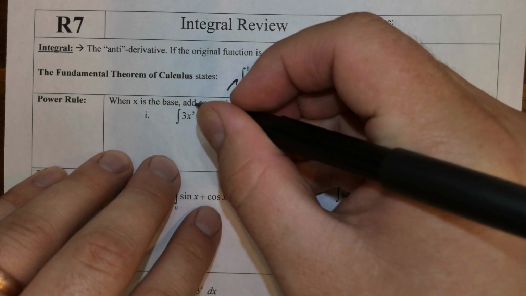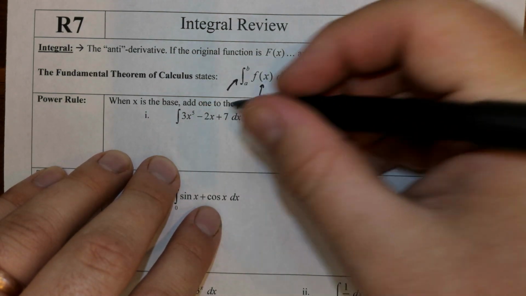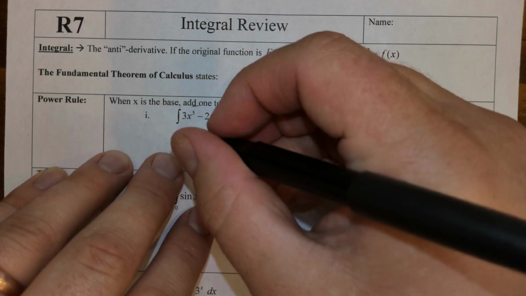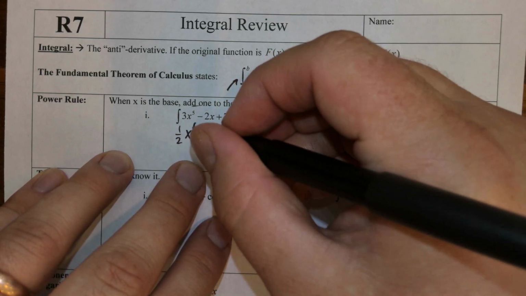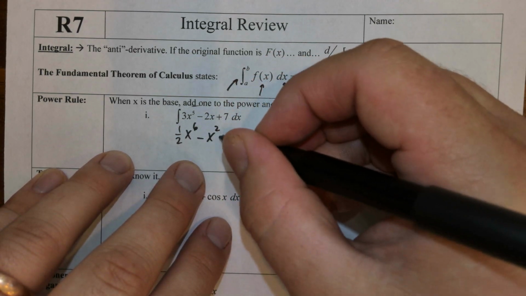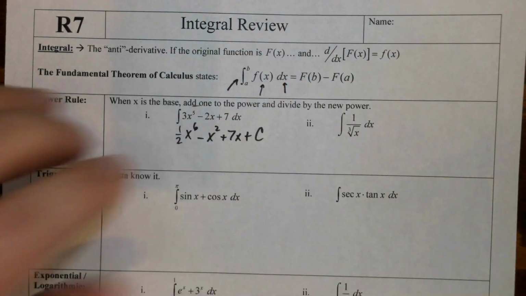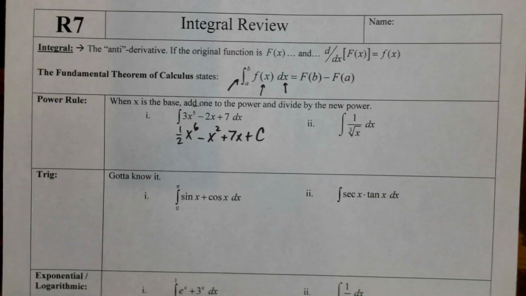Anti-power rule here. This goes to the sixth, so I add 1 and divide. That's what it says. Add 1 and divide. That's going to be 1/2 x to the sixth. I believe in you to do fractions. Right? None of you watching this video should have a question about that one.